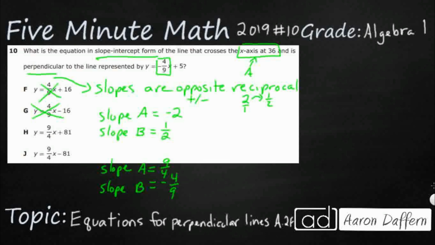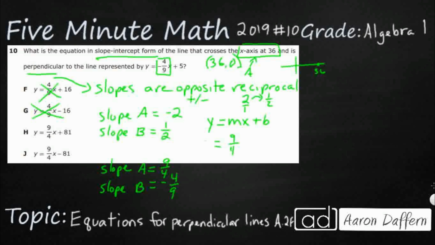Now, I can use my slope-intercept form, y equals mx plus b. I can plug in my new slope of slope A, 9/4, but I need to also plug in a y and an x. I'm looking for the y-intercept, the b. I don't know what that is. Something crosses the x-axis at 36. So if you've got a graph, and it's going to go way out here, and it's going to cross the x-axis at 36, well, what's that point? Well, that point is x of 36, y of 0. So that's the point that we're needing to plug in.